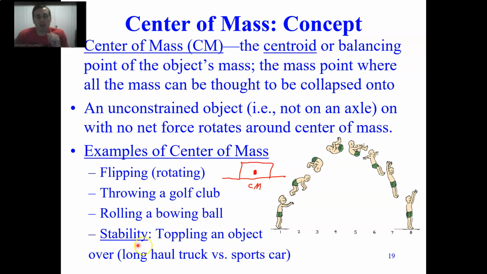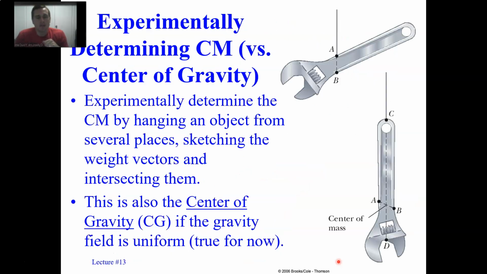Another important application of center of mass is toppling, such as a long-haul truck versus a sports car. A long-haul truck has its center of mass much higher. A sports car has its center of mass much lower. As a result, a long-haul truck in the wind can much more easily blow over, because it doesn't have to rotate through as large an angle to topple, whereas a sports car has to rotate through a much larger angle. So when the center of mass is closer to the ground, it makes a difference for stability.